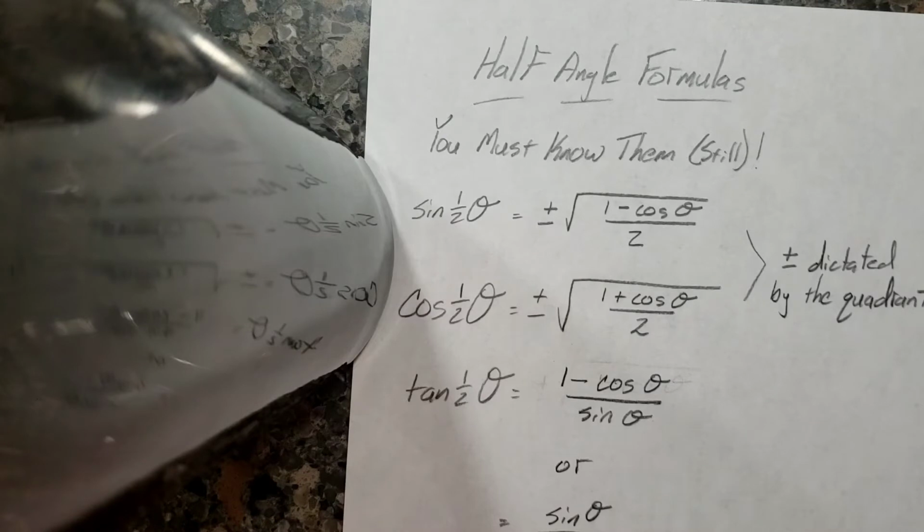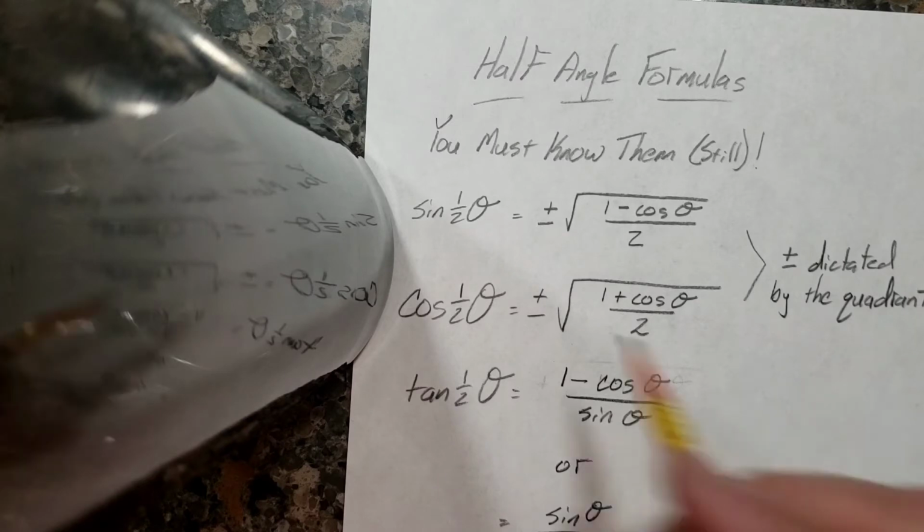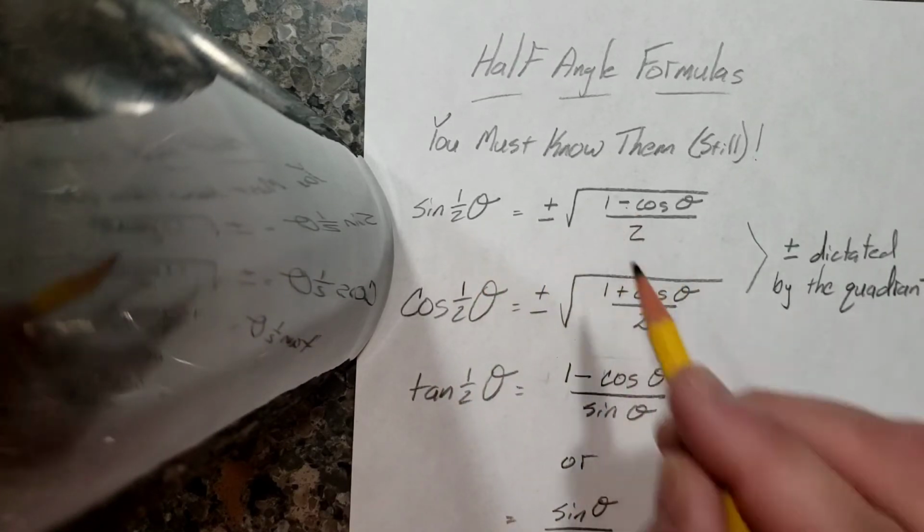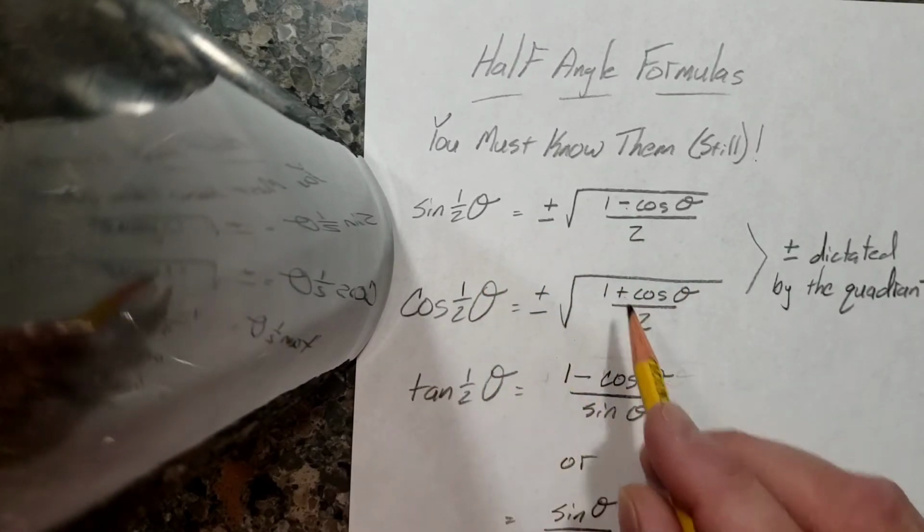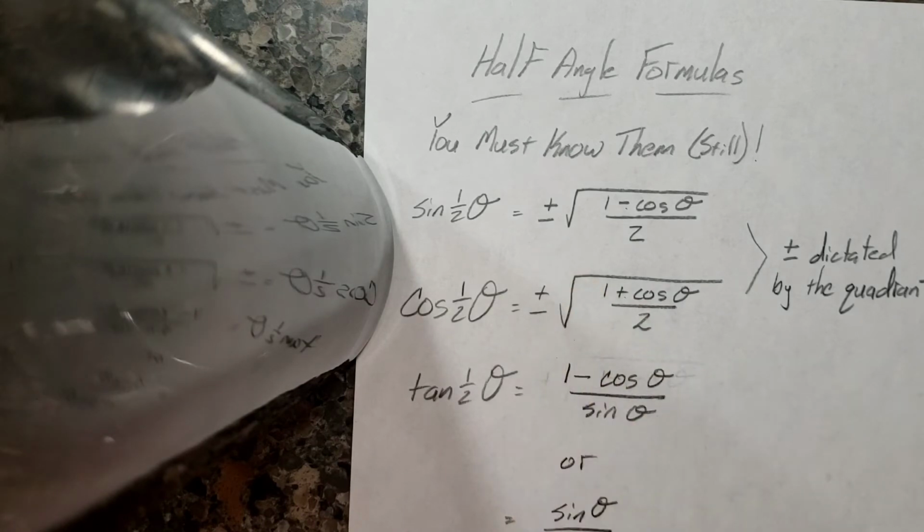All right. You see sine 1/2 theta and cosine 1/2 theta are almost exactly alike, except for sine you subtract under the radical, for cosine you add. Now you see that plus or minus out front. That's dictated by the quadrant of the angle. So you have to know what quadrant the half angle is in, so that will determine whether or not the answer is plus or minus, not the fact that it's a radical and you get both. You have to look at the quadrant.